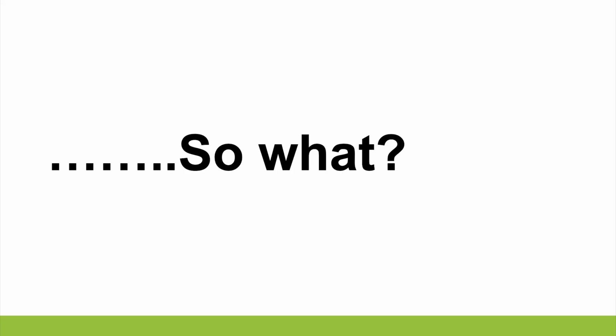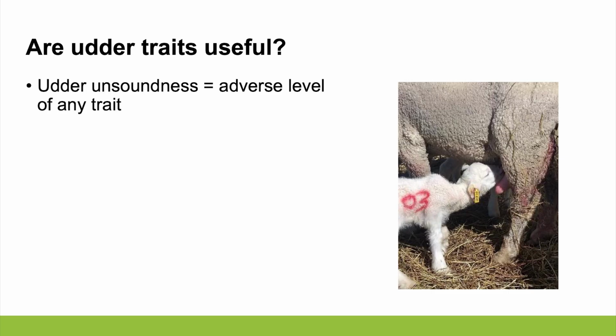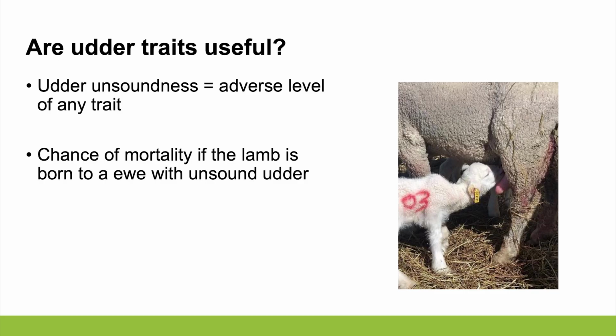By this point, you're probably thinking, well, so what? I already record a whole bunch of traits on my animals. Does it actually affect lamb survival? So to do this, I categorised the ewes that I'd assessed into 2 categories, those with sound udders and those with unsound udders, where an unsound udder was any adverse level of the traits that I showed you. And I was really trying to calculate the chance of mortality of a lamb dying if it was born to a ewe with an unsound udder. And what I found was that lambs born to ewes with unsound udders were around 50% more likely to die than those lambs that were born to ewes with sound udders.